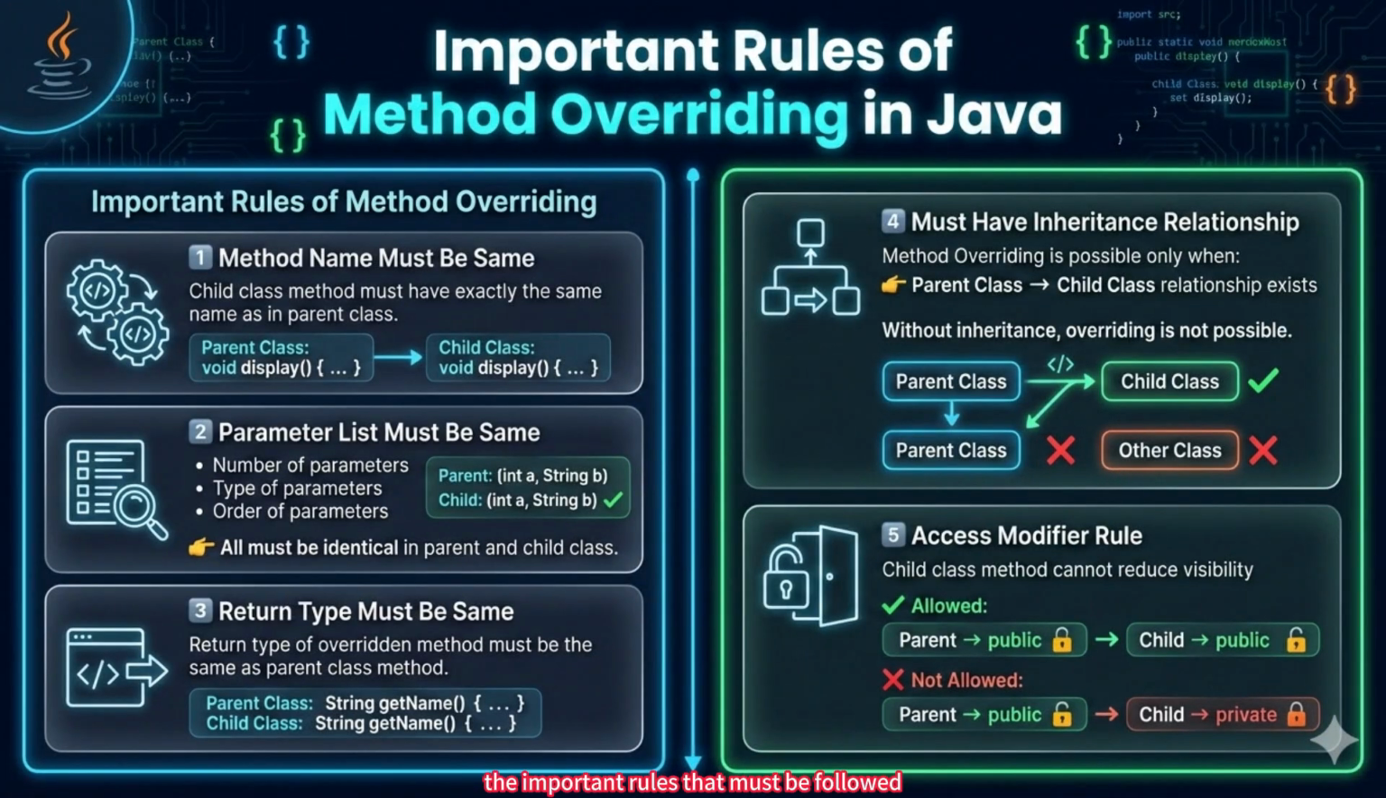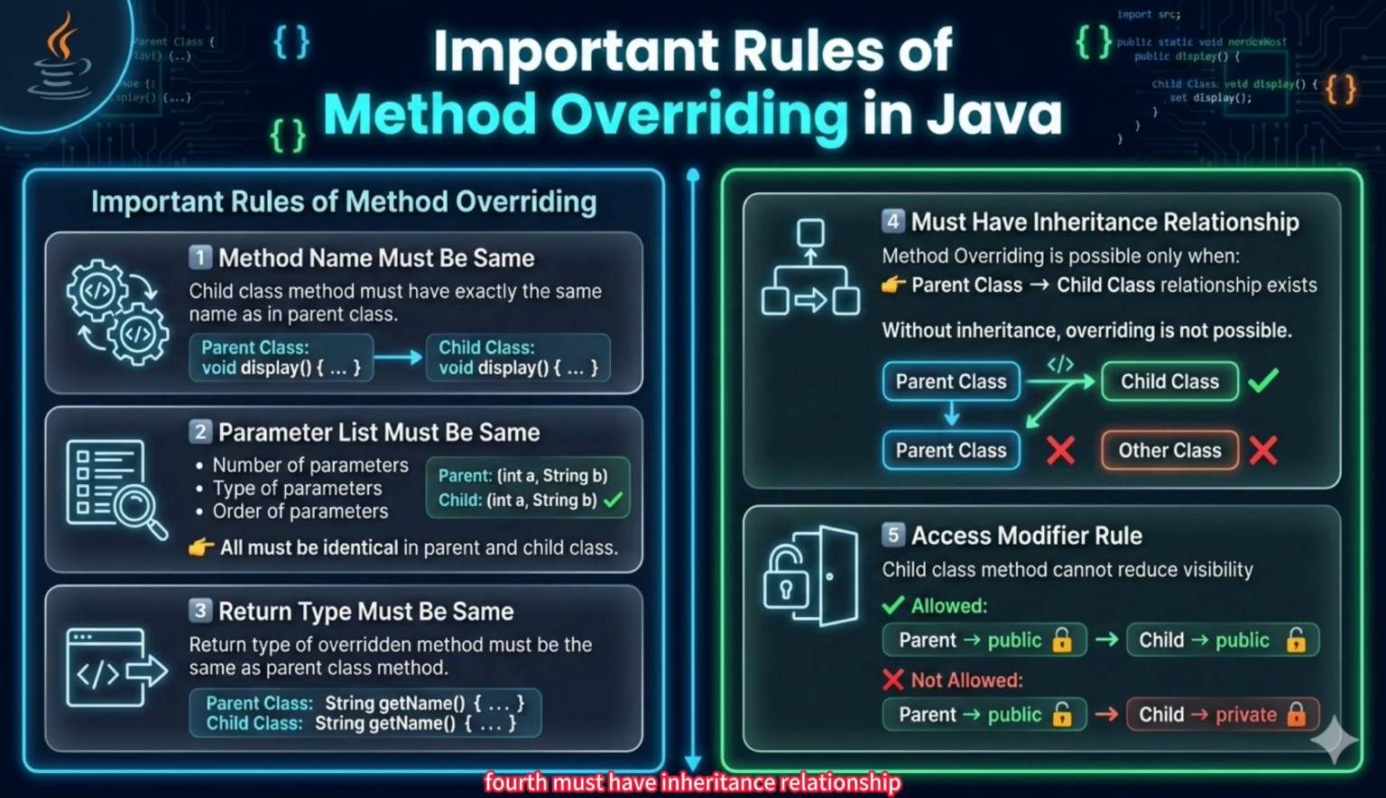Now let's understand the important rules that must be followed for method overriding. First, method name must be same. The method name in the child class must be exactly the same as in the parent class. Second, parameter list must be same. Number of parameters, type of parameters, order of parameters, all must be identical in parent and child class. Third, return type must be same. The return type of the overridden method must be the same as the parent class method.